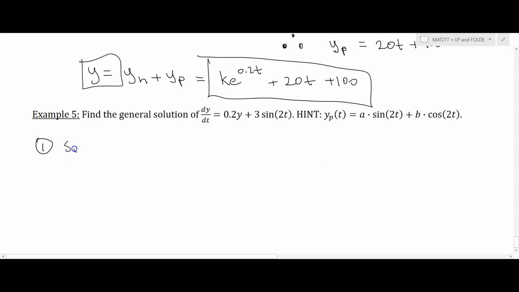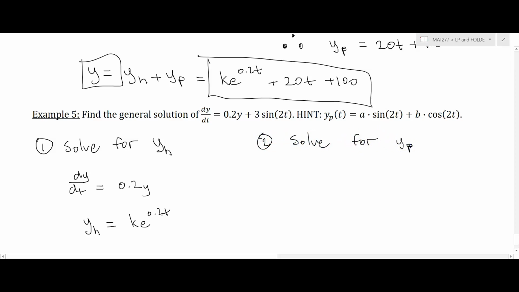So here we'll go ahead and solve for y sub h. And to do that, again, we're just going to do the homogeneous reduction, 0.2y. Now we already know how to solve that. That's exactly the same equation we had to solve in the last problem for the homogeneous reduction. This is going to be k e to the 0.2t. That's typically the easier part. Now we need to solve for y sub p.